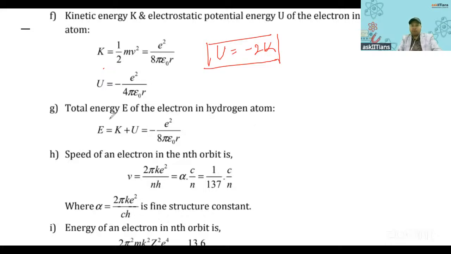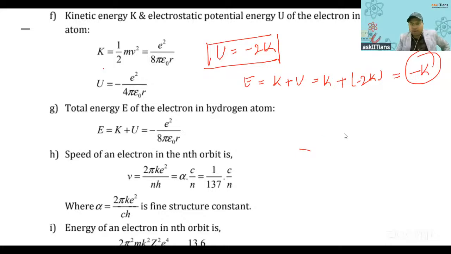And you see what is total energy? Total energy is kinetic energy plus potential energy. Right? So if I calculate total energy, which is K plus U, right? And I can write U as what? Minus 2K. What is total energy? Total energy is minus K only. Minus of e square by 8 pi epsilon naught r. Right? This minus 13.6 by n square eV, that is a different formula, right? I'll just let you know this one.